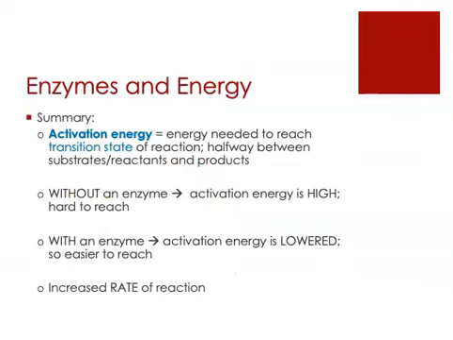So, to summarize, the activation energy is the energy that's needed to reach the transition state of a metabolic reaction. That place, that time halfway between having a substrate molecule and having a product molecule. Without an enzyme around, activation energy is pretty high and it's hard for the cell to reach it. But with an enzyme around, the activation energy gets reduced or lowered, so it's easier to reach. This is how enzymes increase the rate of a chemical reaction.